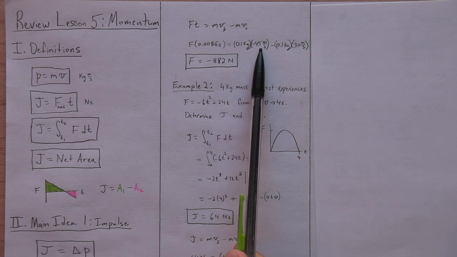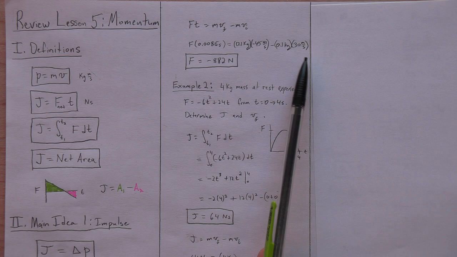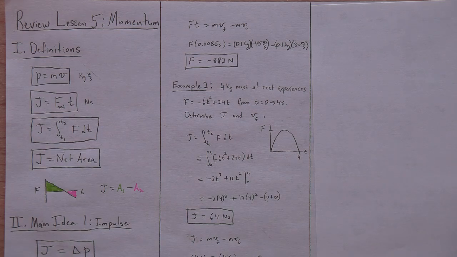And then the negative 45 for the final velocity, and a positive 30 for the initial velocity. And then you just do your algebra. So that's a kind of a classic impulse calculation. Let's take a look at another one, a little bit more sophisticated.